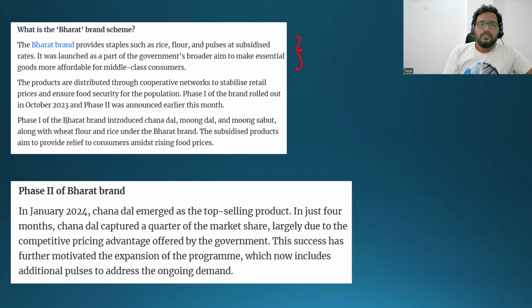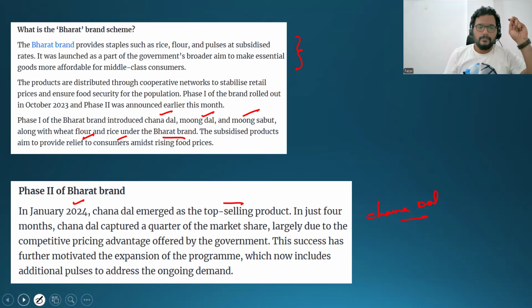Phase 1 of the Bharat brand includes chana dal, moong sabut, along with wheat flour and rice. So prices will be much more stabilized. That is one important aspect. Phase 2, which started from January 2024, saw chana dal emerge as the top selling product. Obviously, it will impact production in a positive way, and that is the reason the chana dal production impact has gone much higher.